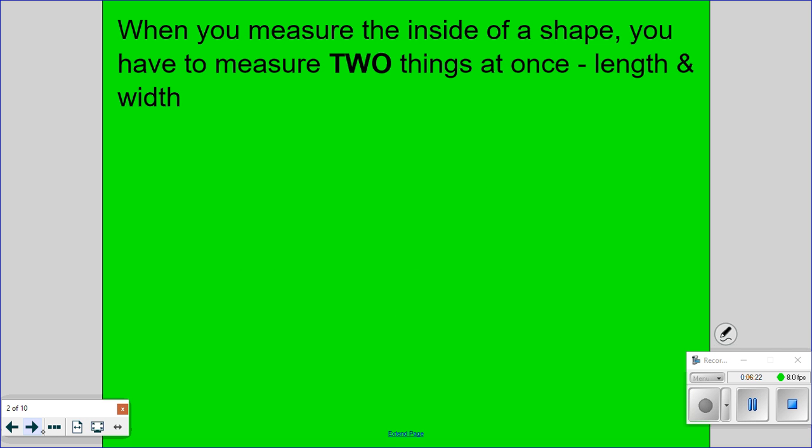When we measure, I need you to write this down because it is important. All of it? All of it. When you measure the inside of a shape, you have to measure 2 things at once, which is kind of crazy to think about. You have to measure something called length and something called width. Raise your hand if you've ever heard of length or width before. Yeah, we might have heard those words before. So Jacob, we're writing this whole sentence down, okay?